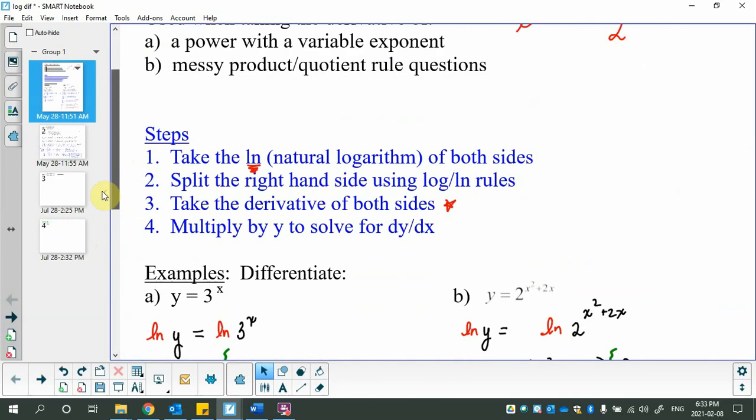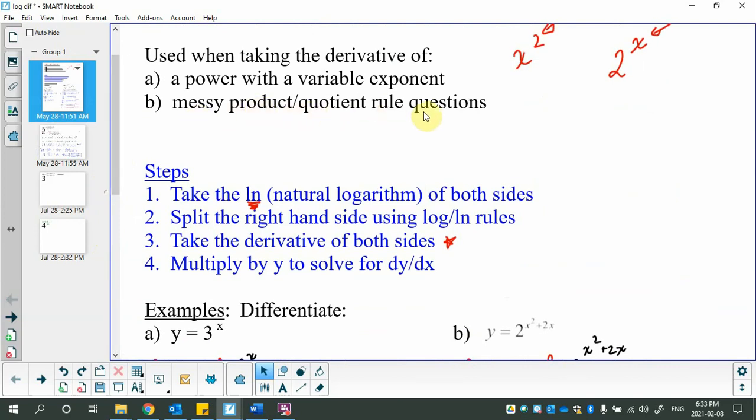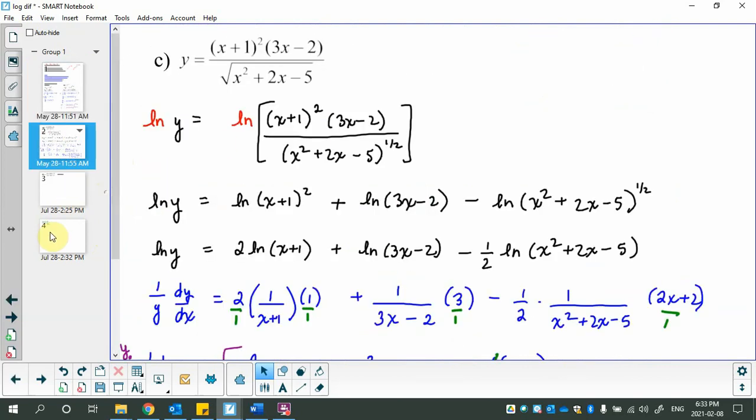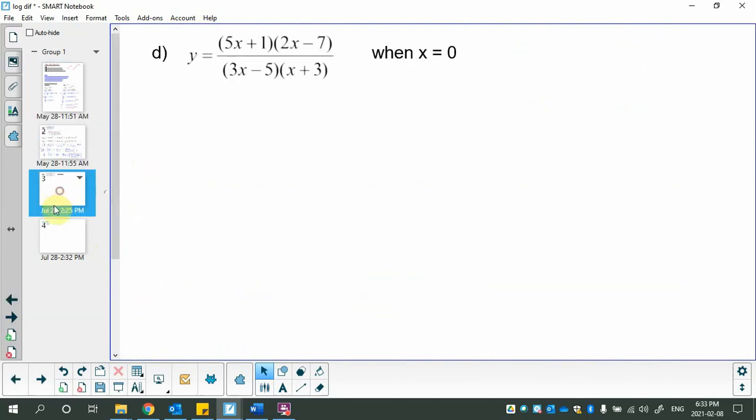So let's do 2 examples of messy product quotient rule questions. So there was our 1 right there. Let's do a final one here. And oh my gosh, I've given you a value. What are we going to do with that? So this is a combo of product and quotient rule. And I don't want to do a combo of product and quotient rule, which is why logarithmic differentiation is awesome.